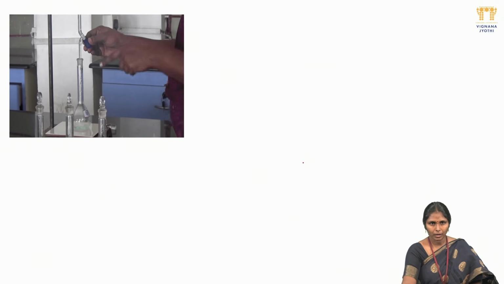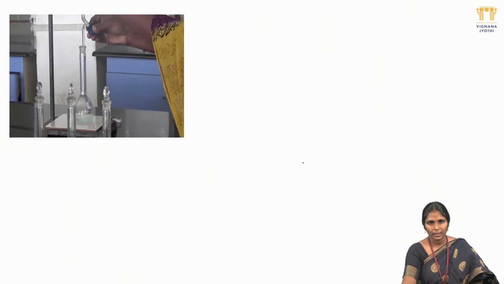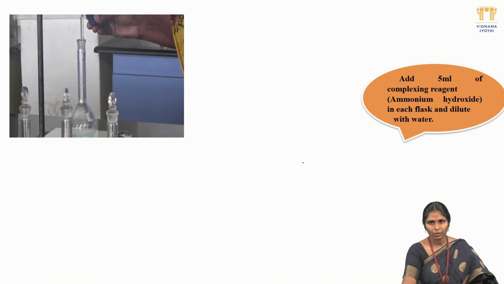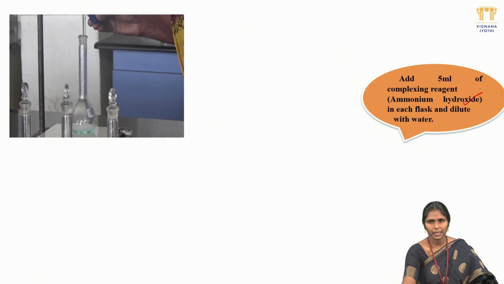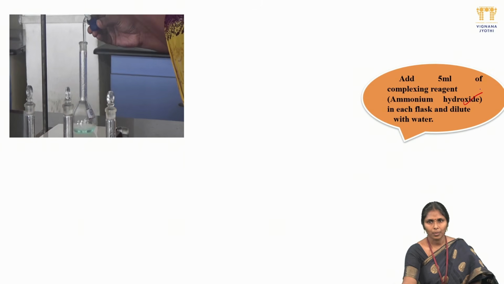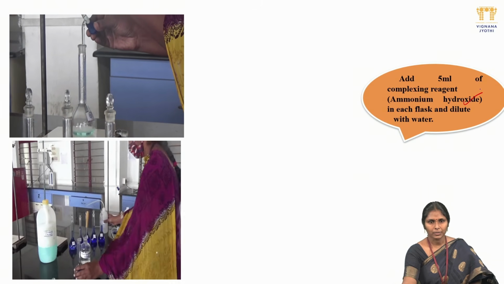Just observe here. First, what you have to do? We fill the copper sulfate as per the volume in each standard flask, from 5 to 35 ml. Then to that, what you have to add? We add the complexing reagent, called ammonium hydroxide. In each standard flask, we add 5 ml of ammonium hydroxide. Just observe here.